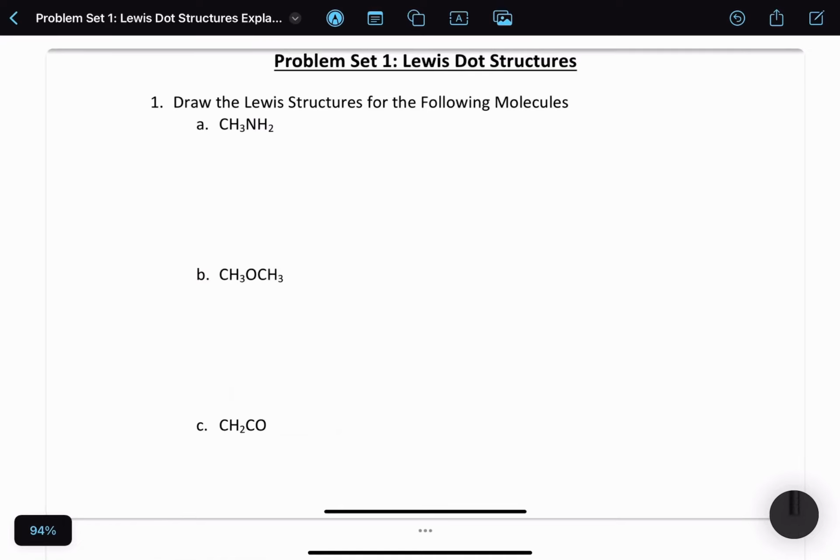I want to go over some practice problems on problem set 1. And so we talked in an earlier video about the steps to draw a Lewis structure. So we're going to go ahead. Step 1 is count the number of valence electrons.